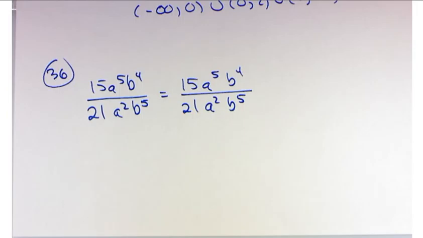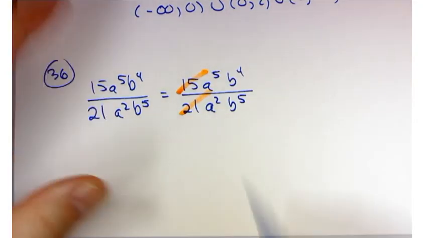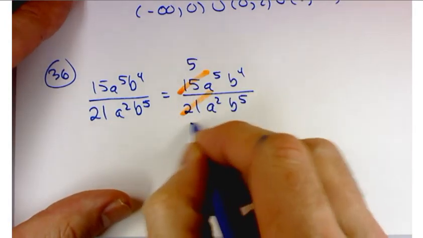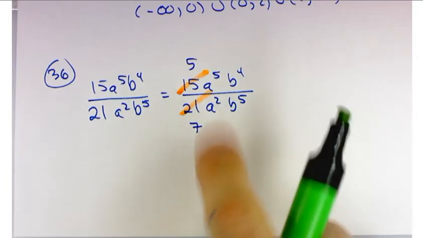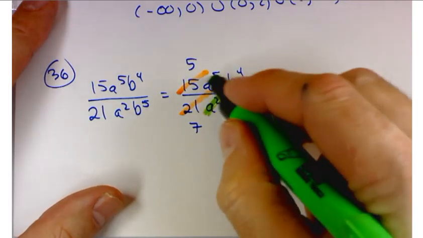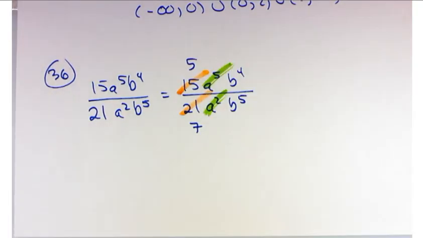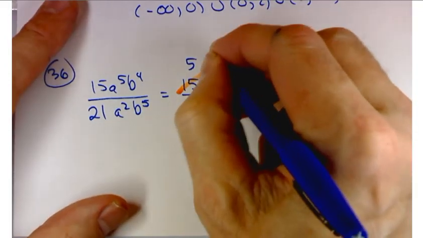Let's start out front. Is there anything in common to the coefficients that I can cancel? Yeah, good. 3 goes into both of these, here 5 times, here 7 times. How about the a's? Do you remember what the rule is when you're dividing things with the same base? What do you do with their exponents? Subtract. So this will cancel. What will I be left with? Yeah, I'll be left with 3 of them. So it'll be a to the third, and that'll be in the numerator.